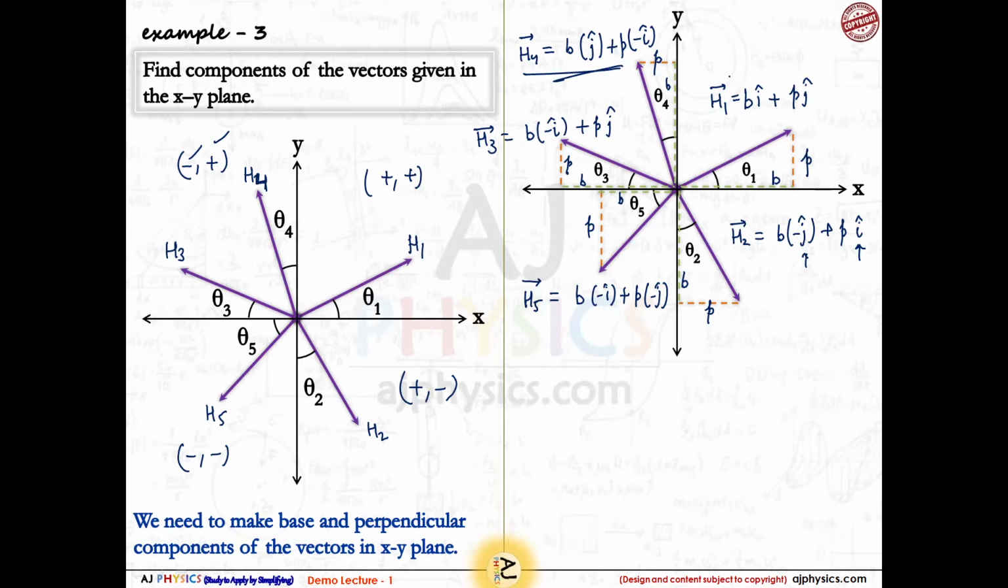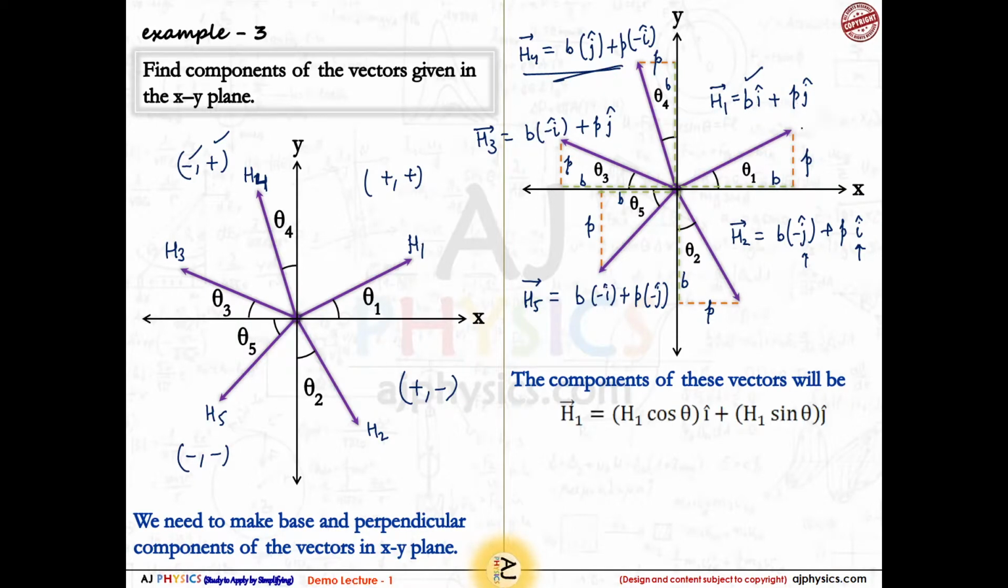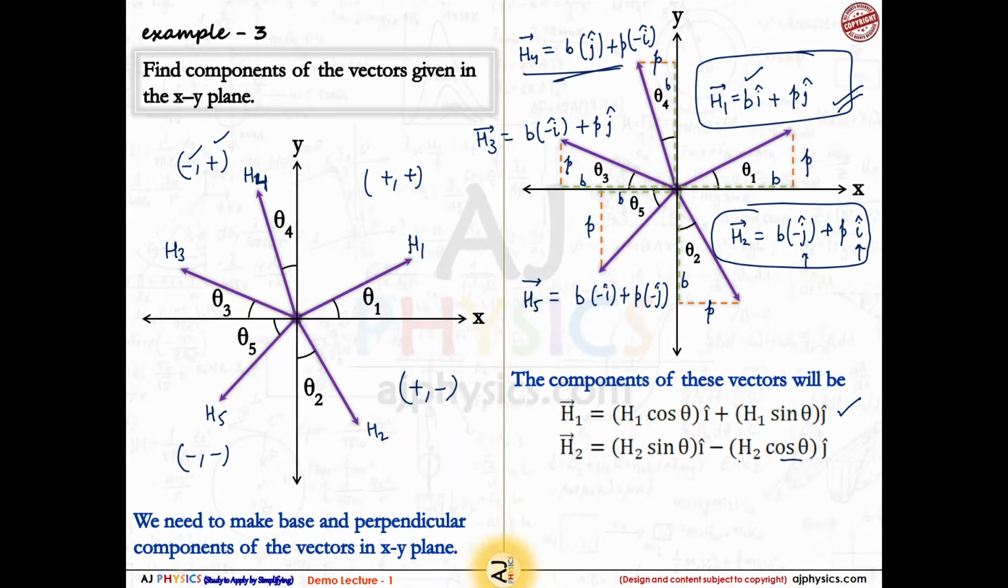So this would be, for the h1, h1 cos theta i cap and h1 sin theta j cap. So the first is correct. Now let's go for the second one. This is h2, which is base. Cos theta is in minus j cap, and sin theta is in i cap. This is also correct. Now let's verify this third one.